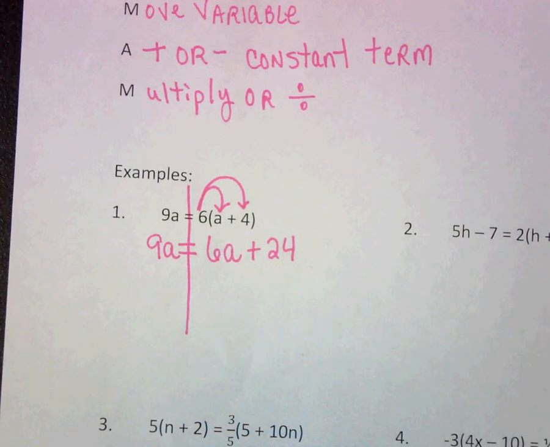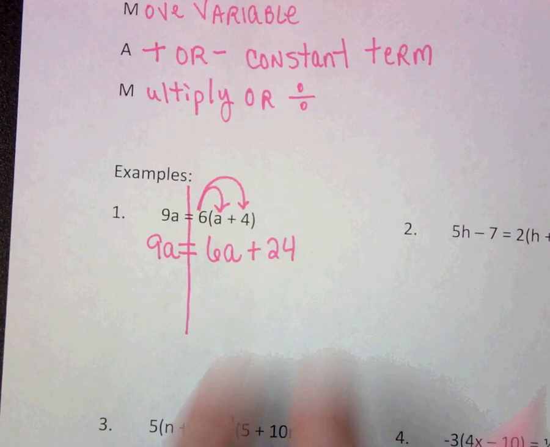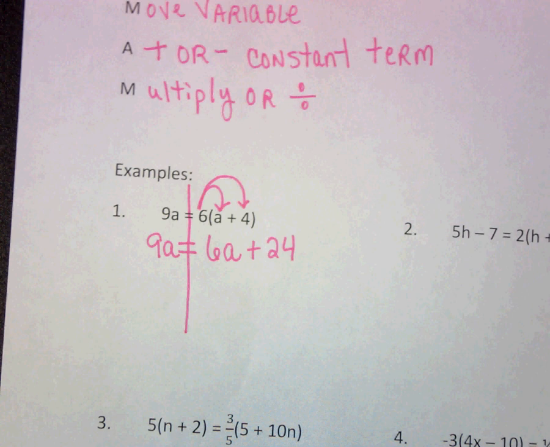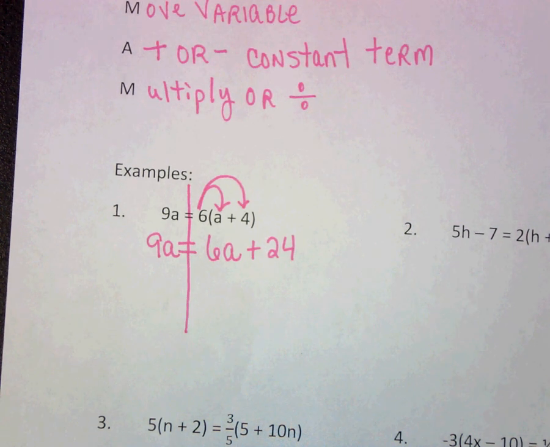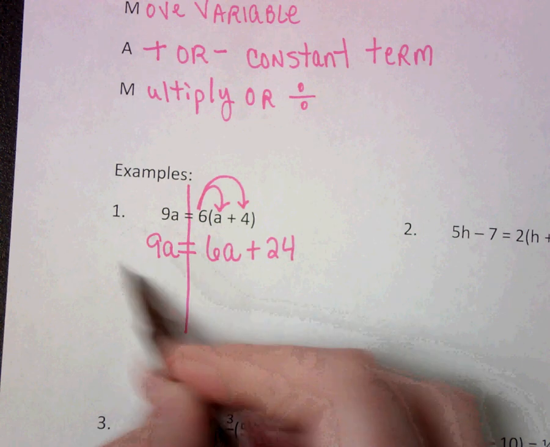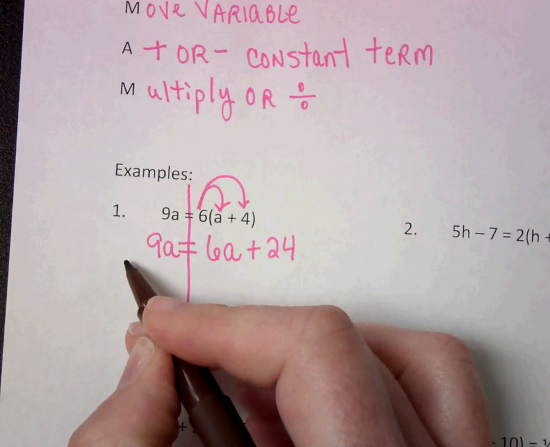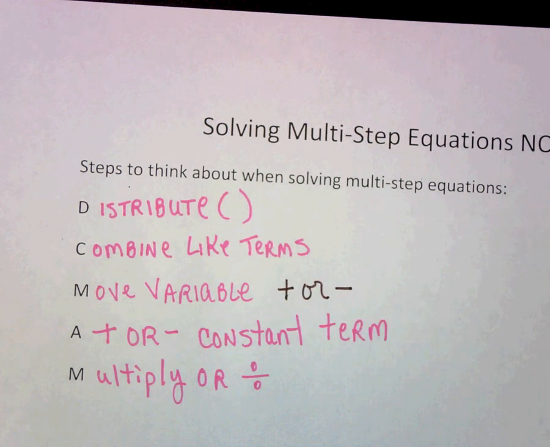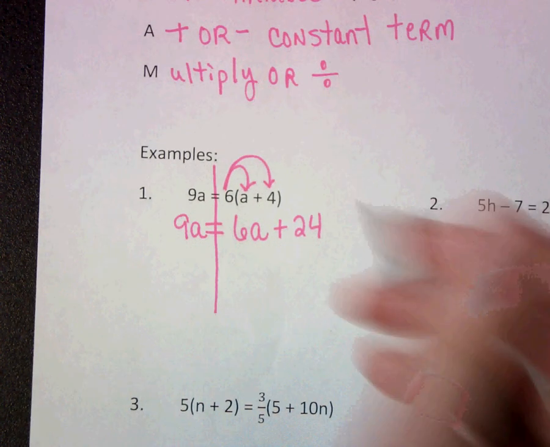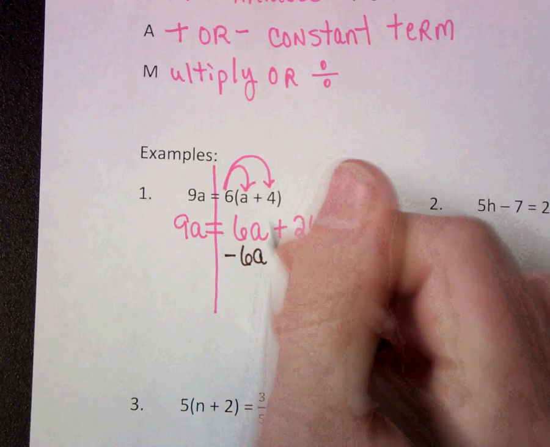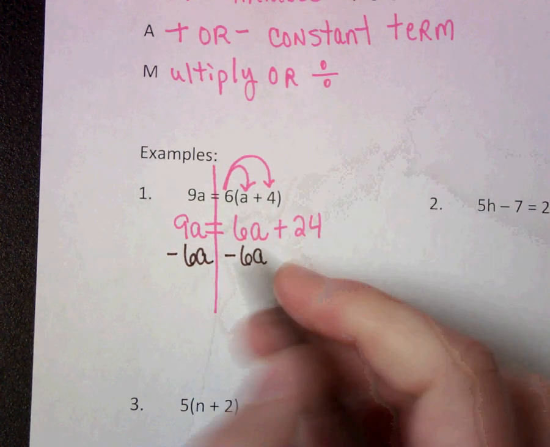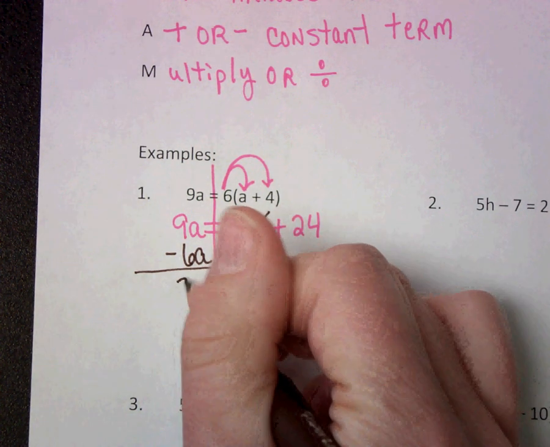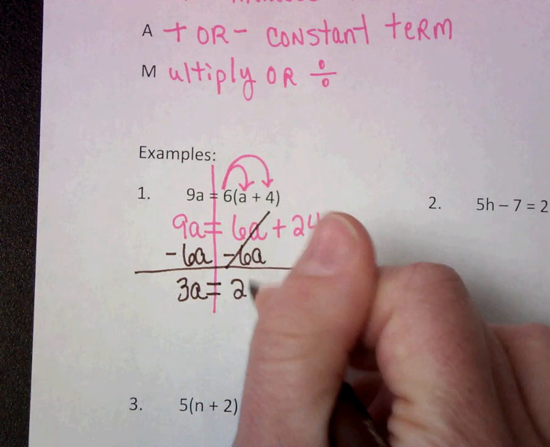Okay, check. Distributive property. C, combine like terms. No like terms, no like terms. We're good. M, move our variables to the same side. Now, since 9a is hanging out over here by itself, I'm going to go ahead and move my 6a over here. And remember, when we move our variables, we do that by adding or subtracting. So 6a is positive, so I'm going to subtract 6a. Remember, we're making 0 pairs here. My 6a cancels out. That leaves me with 3a equals 24.